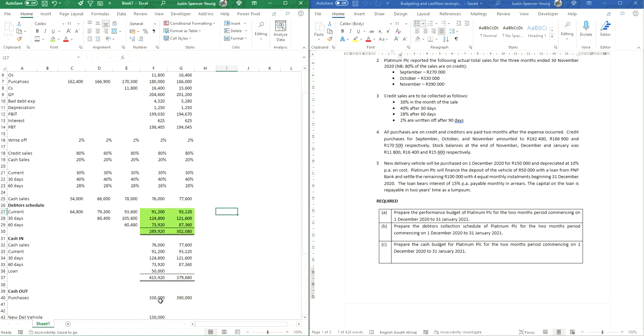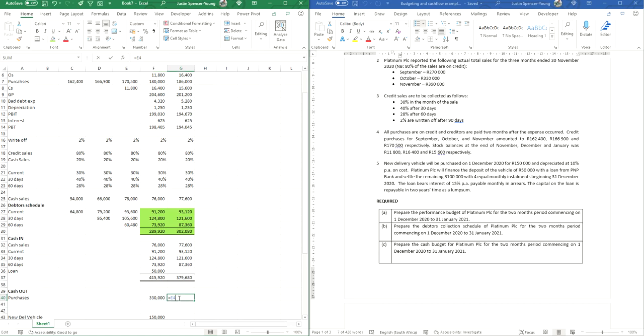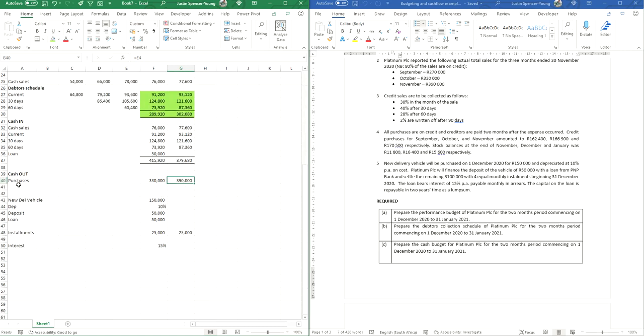Alright, so our purchases came from back there. That looks right. And this one came from back there. Yeah, that's good. Purchases. And then we paid a deposit, didn't we? We paid a deposit, and that deposit was paid in this month.